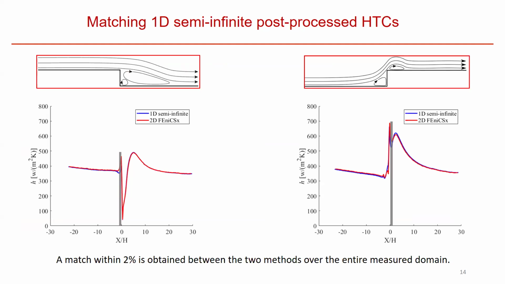If we then look at the match here, you can see that for both the backward and the forward-facing step, we get a really good agreement, bar a little layer which is affected by lateral conduction errors that I've shown you before. That's a good result.